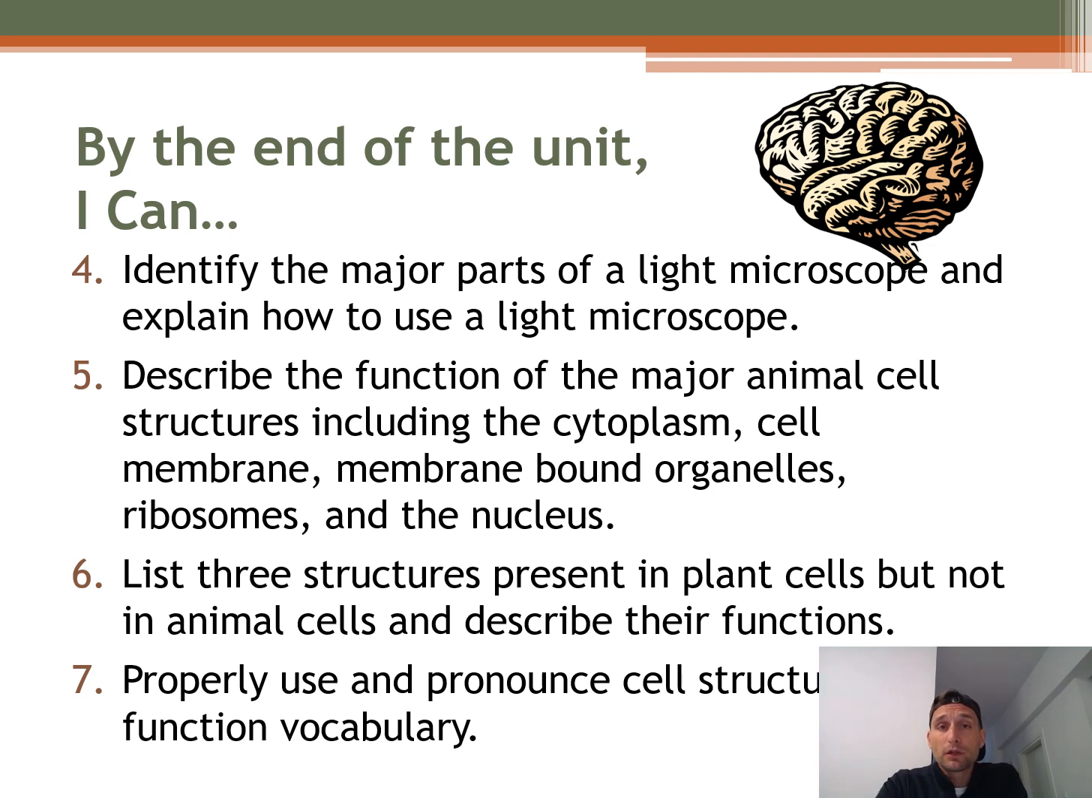The I can statements we're going to go over in this section of notes. You can see here we're going to go over the major parts of the light microscope. Now we're not doing that necessarily in this topic, but while some of you are watching these notes, others will be using the microscopes in our microscope lab activity. We're also going to be looking at all the major cell structures, including organelles of animal cells, and then the 3 additional cell structures that we can find in plant cells. And because of that, we'll have a bunch of new vocabulary that we want to make sure we can pronounce appropriately.